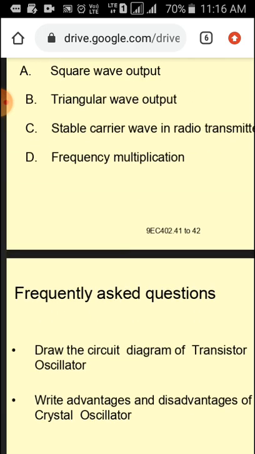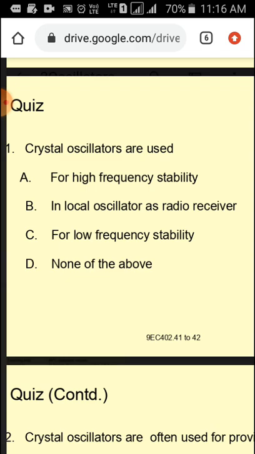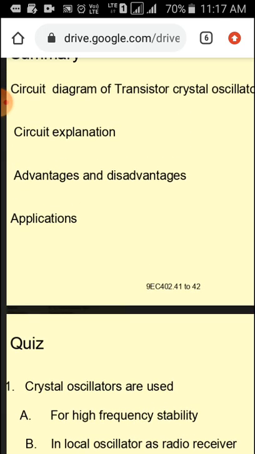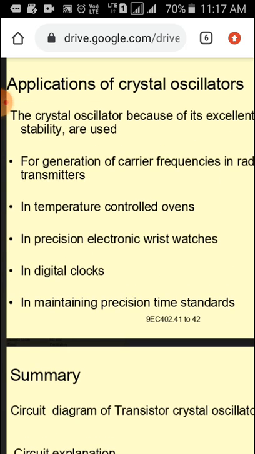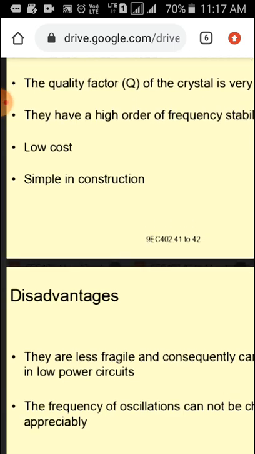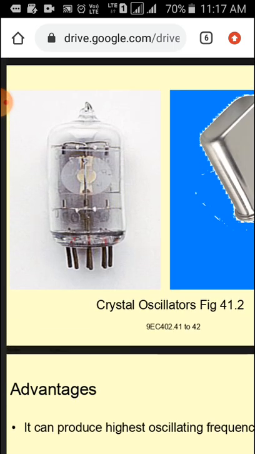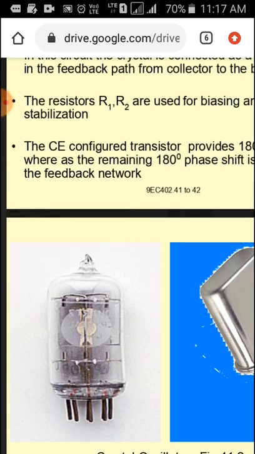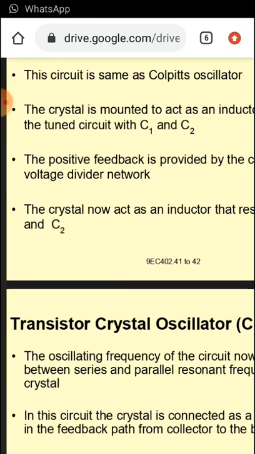So we discussed here frequently asked questions. We discussed some quiz points with answers, and we discussed the summary. Applications of crystal oscillators we also discussed. Disadvantages and advantages were also discussed. The actual crystal oscillator, how it looks, we saw in the figure. The operation we also discussed here.